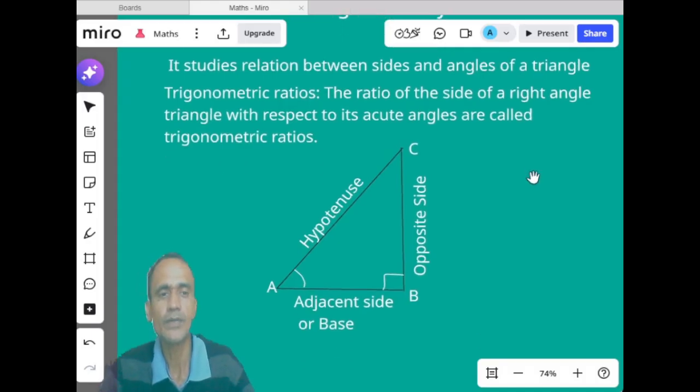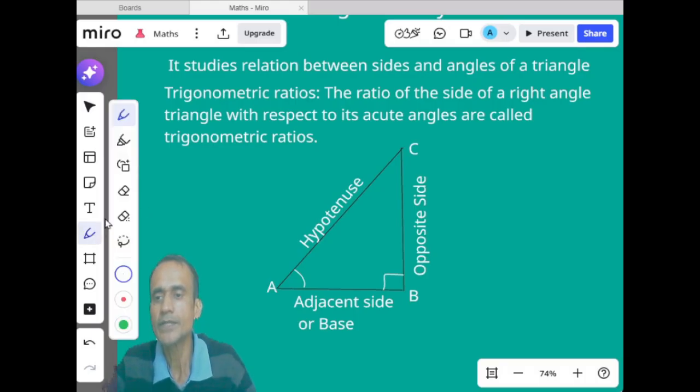You might have heard about various trigonometric ratios like sine, cos, tan, cot, sec, cosec. But what are these trigonometric ratios? First, let us try to understand what are the different sides which we call with respect to an acute angle. Suppose we have acute angle A, acute angle means its measure is less than 90 degrees. The side opposite to it or in front of it is known as the opposite side, the side which contains this angle is known as the adjacent side, and the longest side of the right angle triangle is known as the hypotenuse.